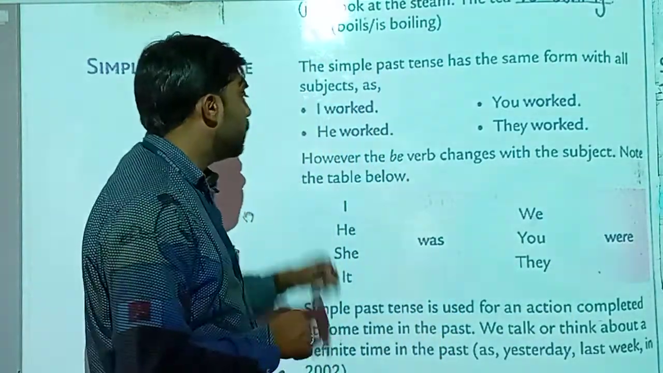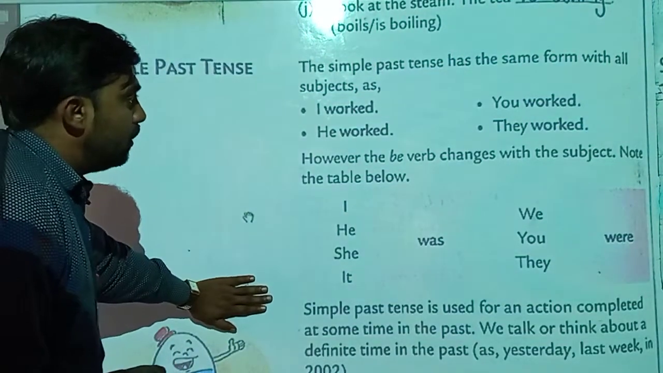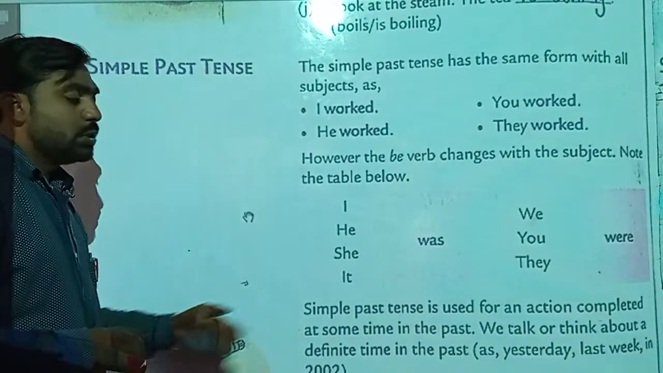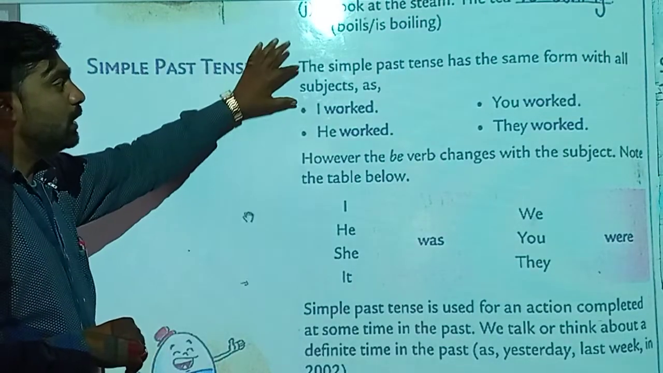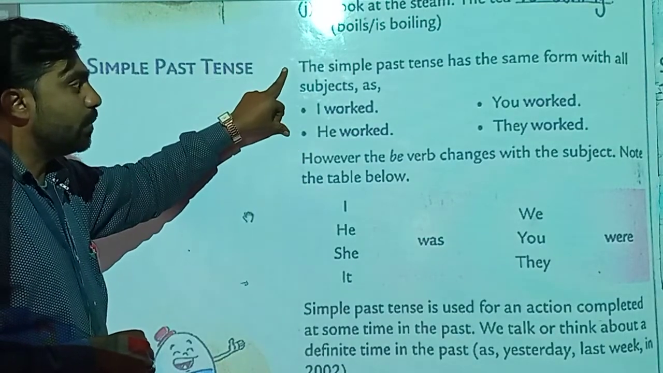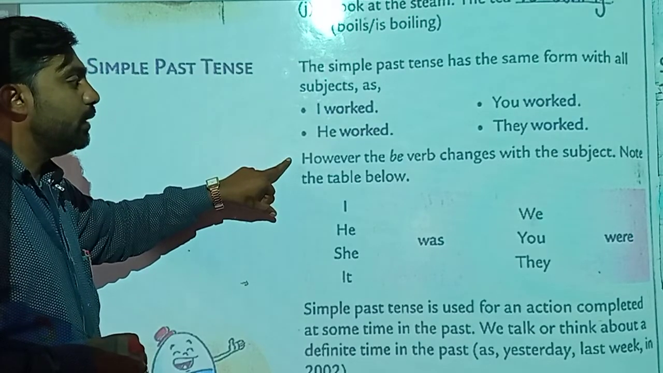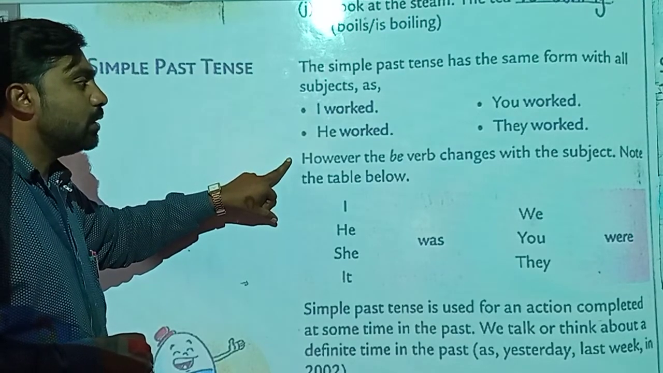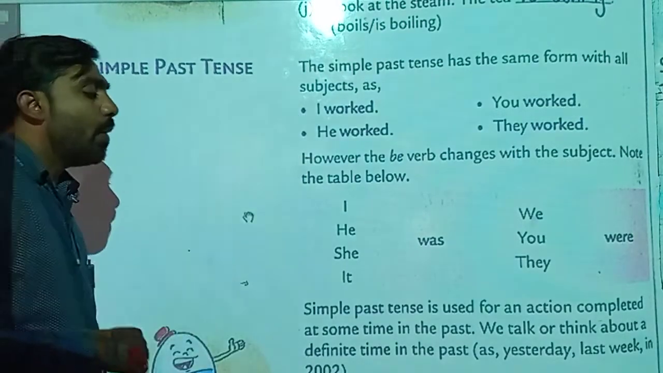Now students, see here. Now its use is given here. Before that, students, you have to write this and this line in your notebook. The simple past tense has the same form with all the subjects, and however the be verb changes with the subjects. Okay. Now, and these tables too.